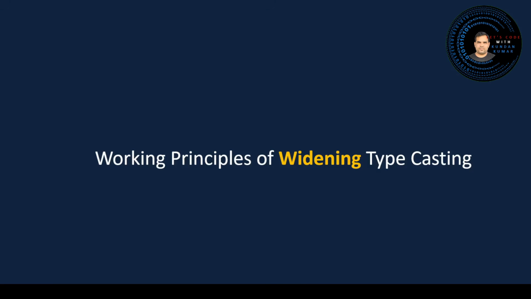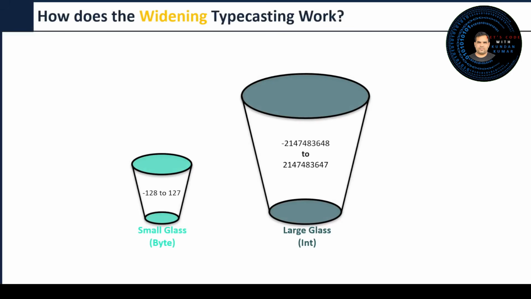Let's understand the working principle of widening typecasting. Let me take these two glasses of water. One is small, you can see, consider it as a byte. This byte has the range from -128 to 127.